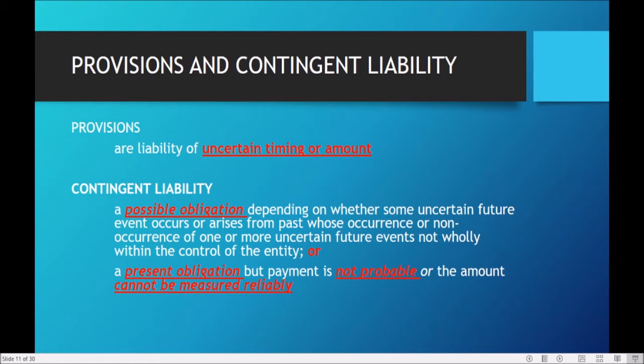Or, meron pa other definition of a contingent liability. A contingent liability can be a present obligation, but payment is not probable. If the payment is not probable, or the amount cannot be measured reliably, even though it's a present obligation, that is a contingent liability. And take note, a contingent liability is not subject for disclosure to the face of the statement of financial position. Instead, it shall be disclosed as part of notes to FS. Okay? Sige.